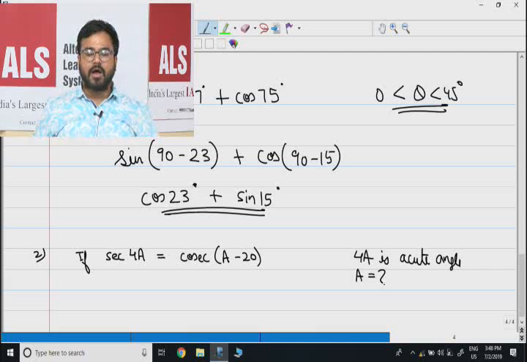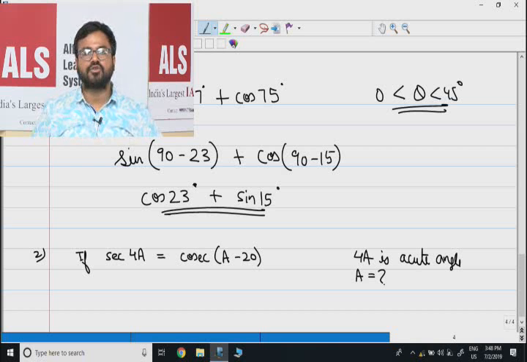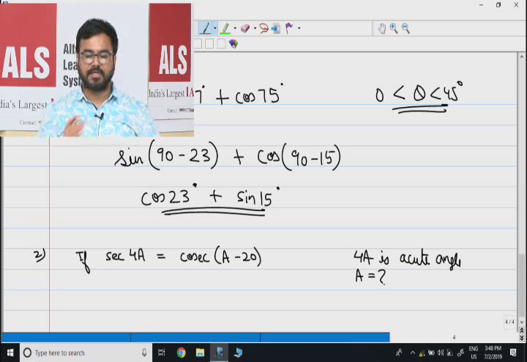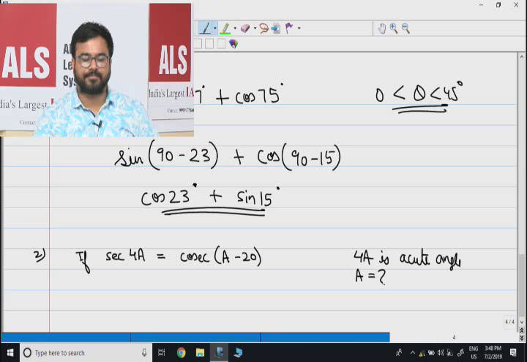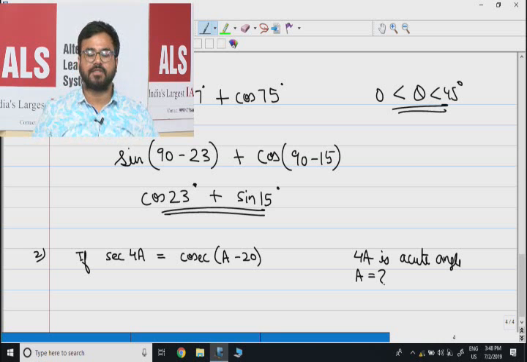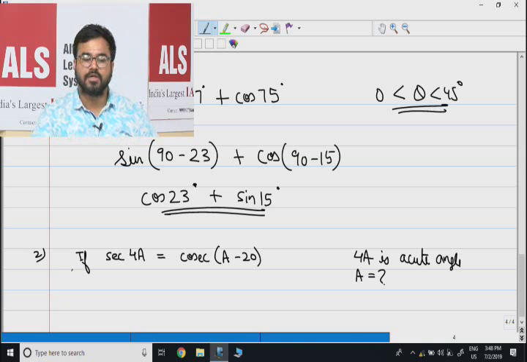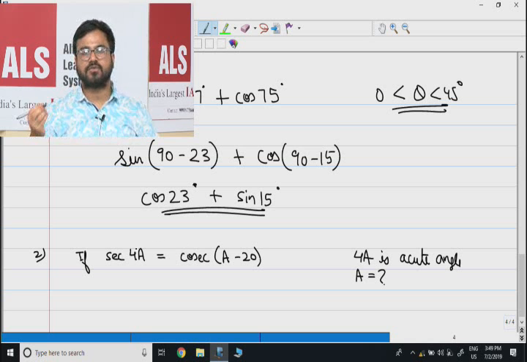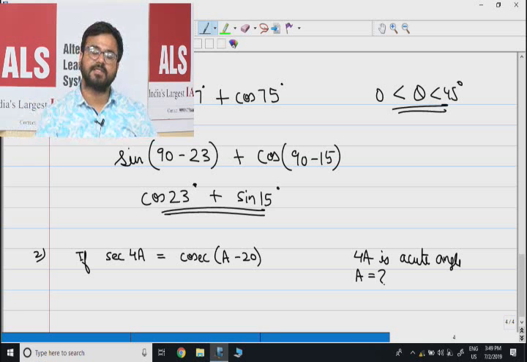Now here again you can see on the left hand side and on the right hand side both the trigonometric ratios are different. So in order to equate the angles assigned with both of the trigonometric ratios, we have to convert both of them into the same. We know that sec and cosec are complements of each other, sine and cos are complements of each other, and tan and cot are complements of each other. So we can convert either sec into cosec or cosec into sec, because sec of 90 minus theta is cosec theta, or cosec of 90 minus theta is sec theta.